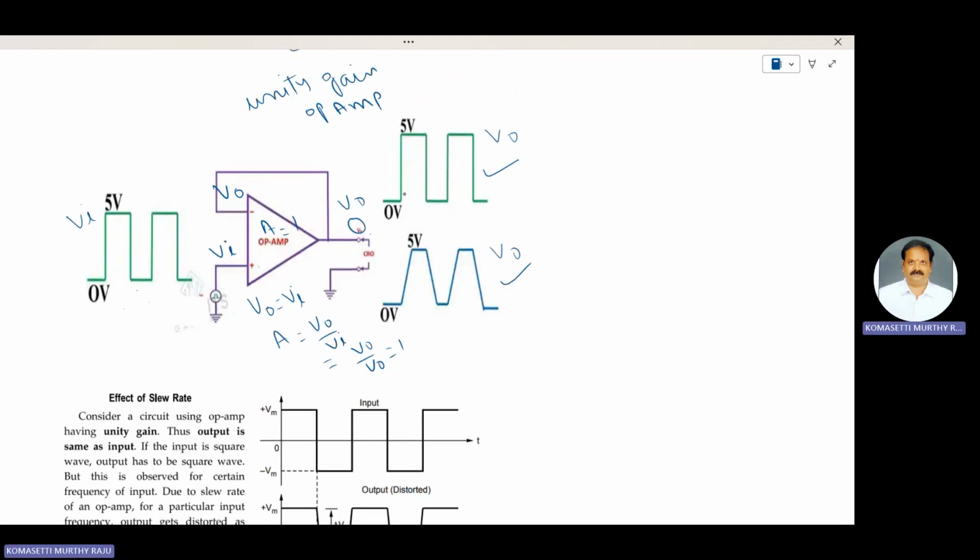In the first case, the output changes from 0 to 5 volts rapidly as the input changes from 0 to 5 volts. In the second case, some time is required to change the output voltage from 0 volts to 5 volts as the input voltage is changed from 0 to 5 volts. Some delay is there. Therefore, the output waveform changes will not follow the input waveform changes.